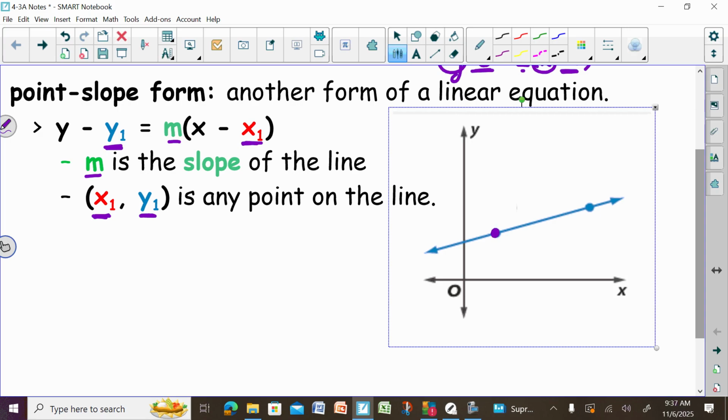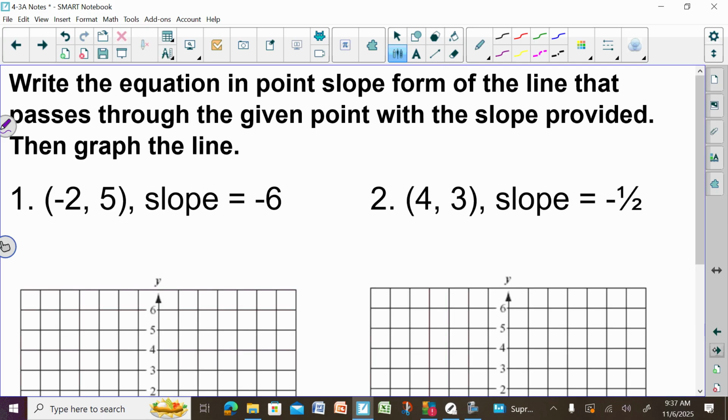So the idea is you can use any ordered pair. So if this is the ordered pair you want to use, or maybe this is the ordered pair you want to use, it doesn't have to be the y-intercept. So this is a little bit nicer in the fact that you can use any point, and we can graph from any point when it's written in this form. Okay, so we're just going to practice writing the equations, given the point, given the slope, putting it in this form, and also rearranging numbers into this form, or from this form.